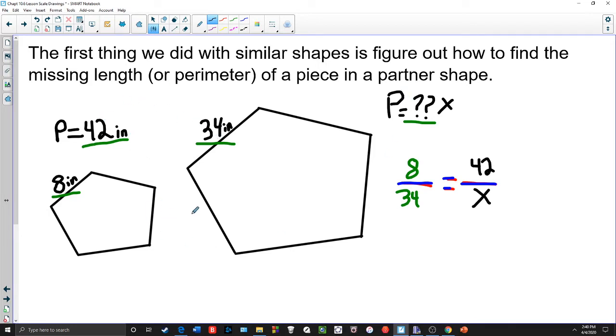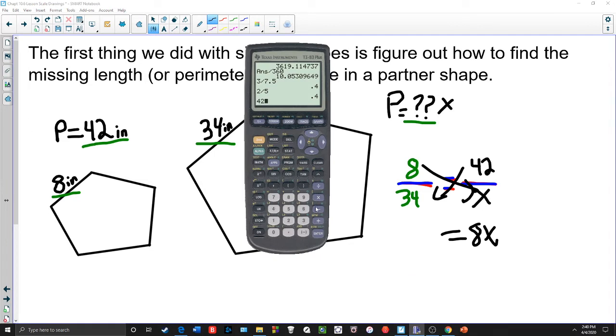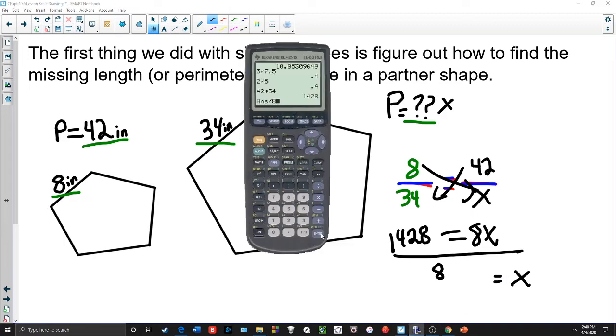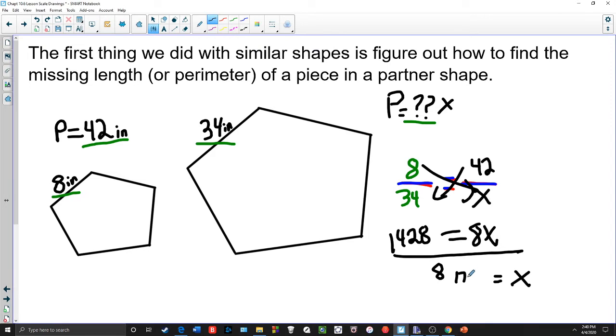If I gave you a number here and I said solve for this side, you can do the exact same thing. 8 over 34 is equal to this number over that number. So again, it's a very reoccurring type of problem here. And like usual, we solve these by cross multiplying. So cross multiply, we get 8x is equal to 42 times 34, which is 1428. And then we divide everything by 8 because that cancels out the 8 over there. And we get x is equal to 178.5. And that would be the perimeter. So that'd be in inches, the perimeter of my other shape there, 178.5.